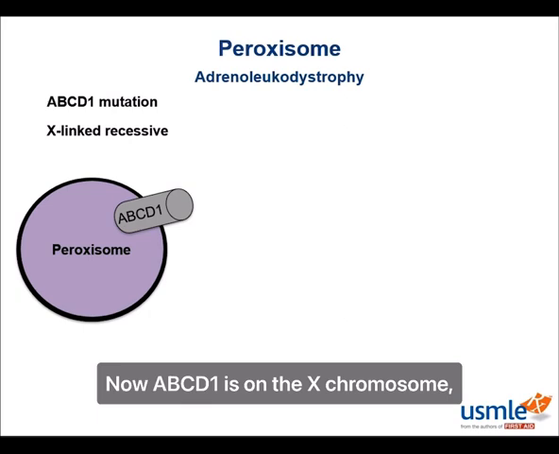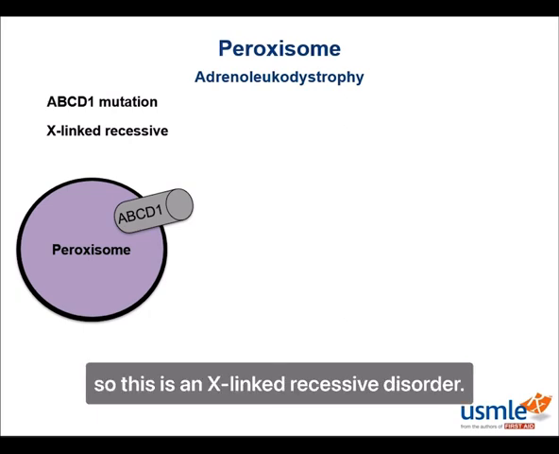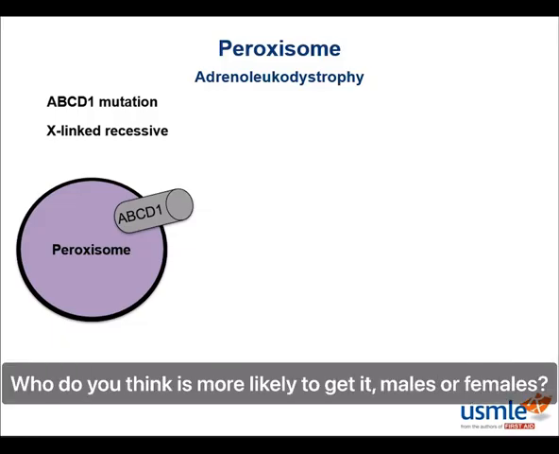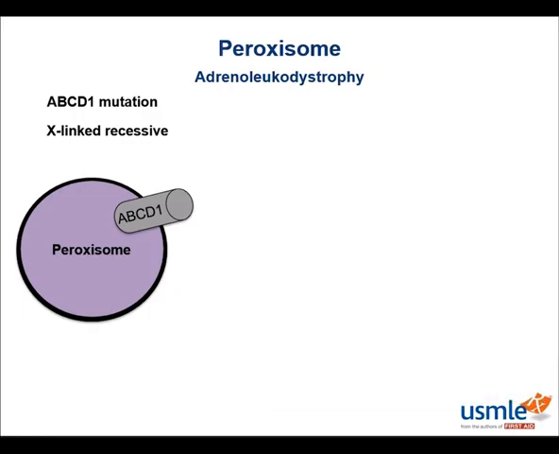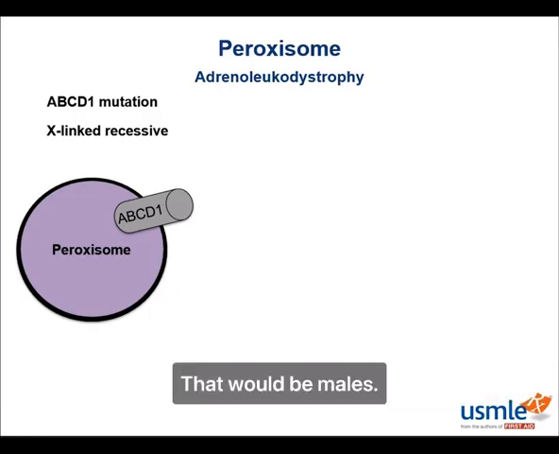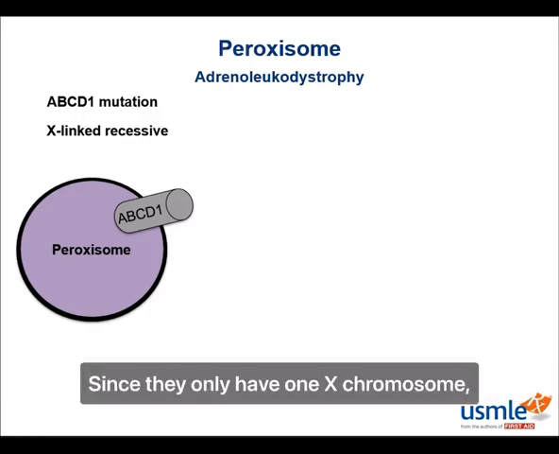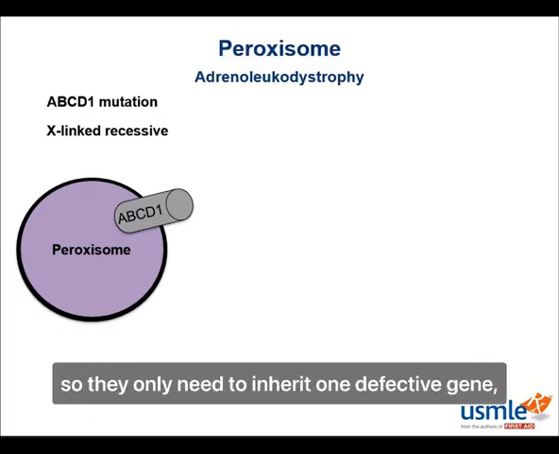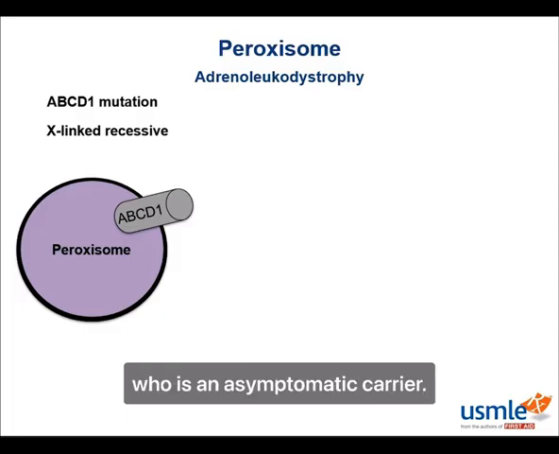Now, ABCD1 is on the X chromosome, so this is an X-linked recessive disorder. Who do you think is more likely to get it, males or females? That would be males, since they only have one X chromosome, so they only need to inherit one defective gene, which is often from their mother, who is an asymptomatic carrier.